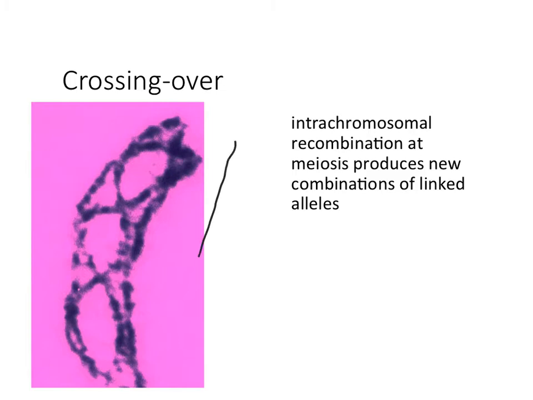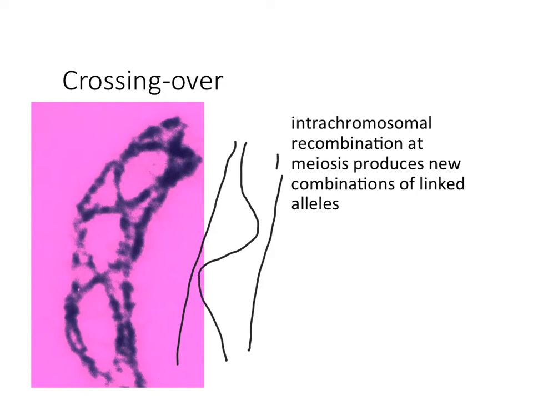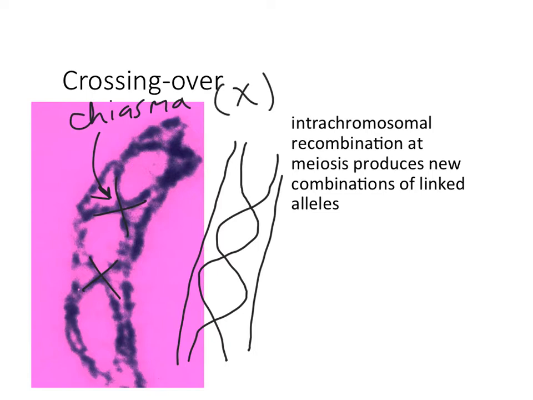If I diagram this sort of camera lucida style, just drawing what I see, this is a photograph of chromosomes. It looks something like this. So we've got 4 strands of DNA, 4 double helices in this picture. What are they doing? Why are they making these X-shaped structures? They're crossing over. The only thing you really need to remember about this is that each of those is called a chiasma, which is from the Greek letter chi, which looks like an X.